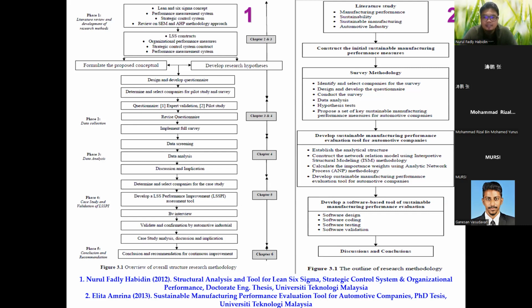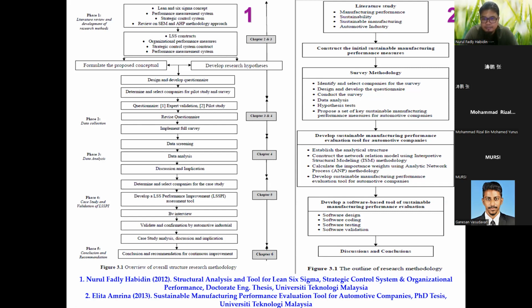Okay. All right. Another example, number 2, is from Elita Amrina. Elita Amrina also starts with the literature review. Next, they cover the construct, the initial sustainable manufacturing performance measure. So next we go to the survey methodology. They identify and select companies, design and develop the questionnaire, conduct the survey, data analysis, hypothesis test, and propose the set of key sustainable manufacturing performance measures for automotive companies. Next, they develop a sustainable manufacturing performance evaluation tool for automotive companies.